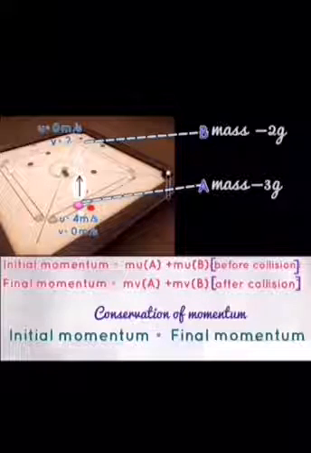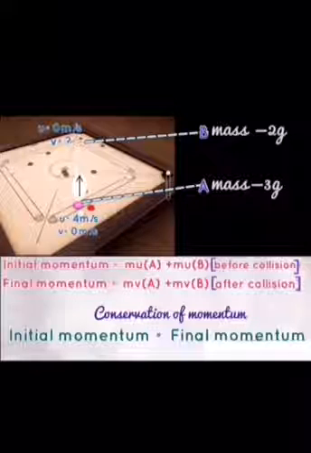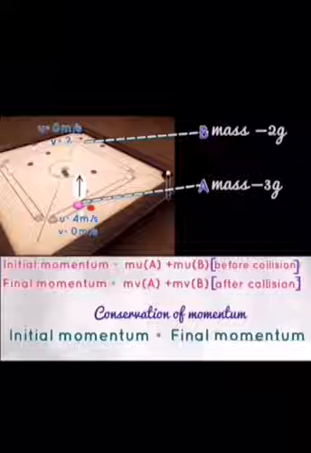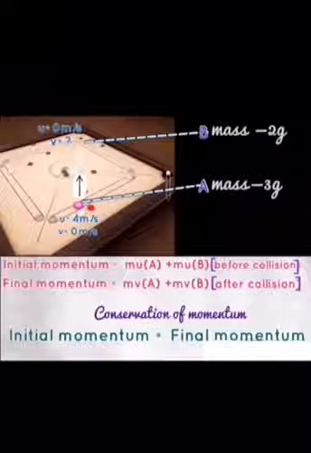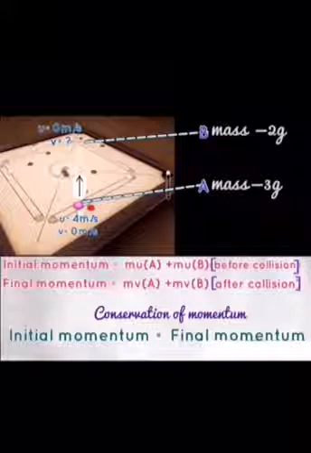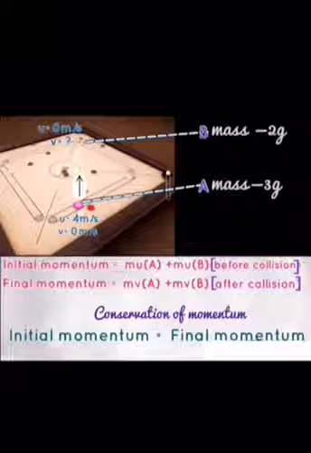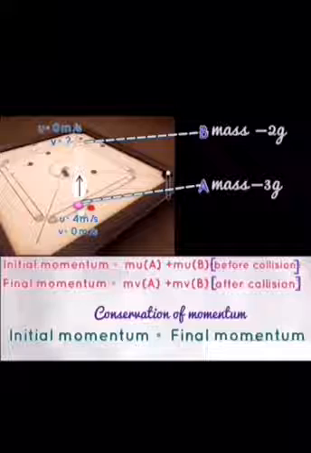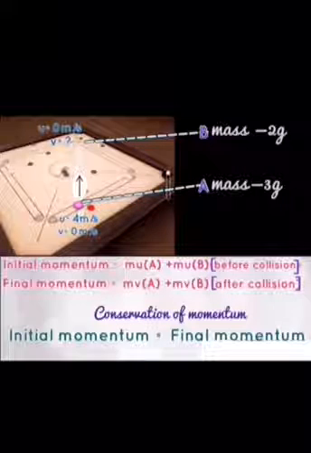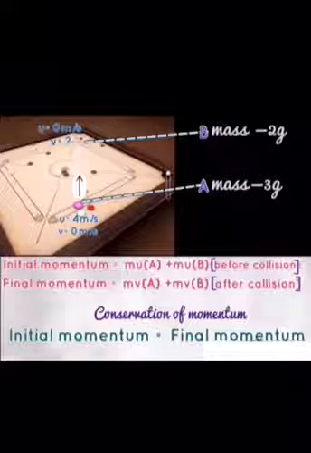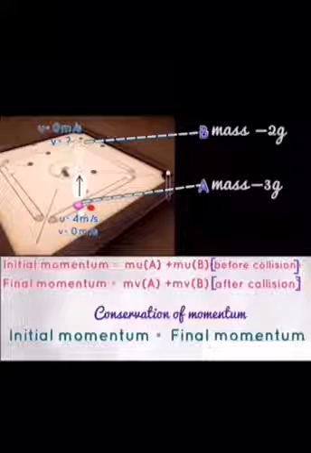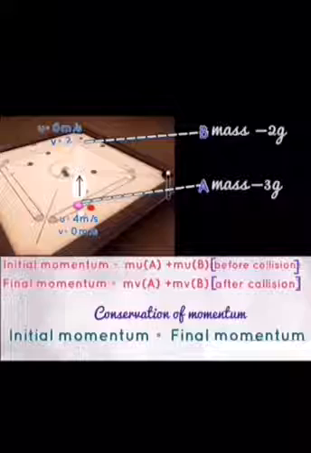That is before collision, momenta of the objects before collision. And final momentum, mass into final velocity of object A plus mass into final velocity of object B. That is after collision, the momenta of the two objects after collision. Thereby, we got in the second slide itself that conservation of momentum is initial momentum equals final momentum. Let's see if this is proved in our example. The example which we have taken as a carom board with all the values.